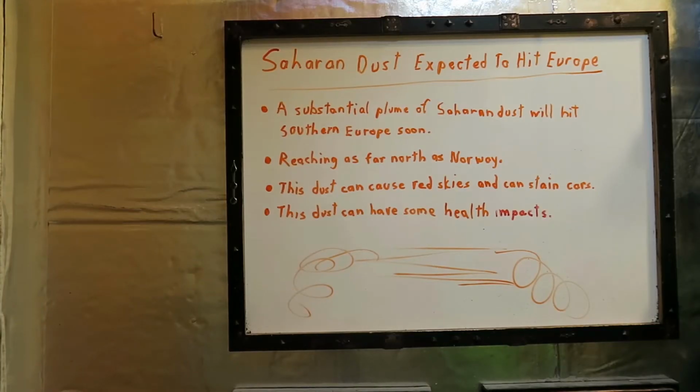Sahara dust expected to hit Europe. Back in February they had quite a dust storm which darkened the skies and caused much of the same problem that will come around this time. A substantial plume of Saharan dust will hit southern Europe soon, reaching as far north as Norway. This dust can cause red skies and can stain cars and windows or whatever it lands on because of the redness and the orangeness of the dust. This dust can have some health impacts as well, breathing and eyes.